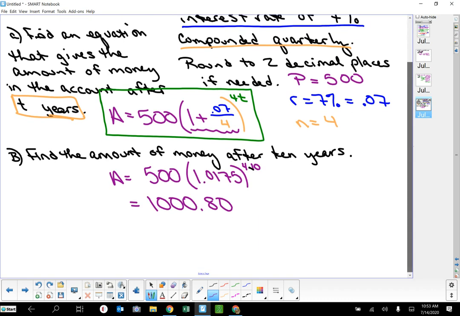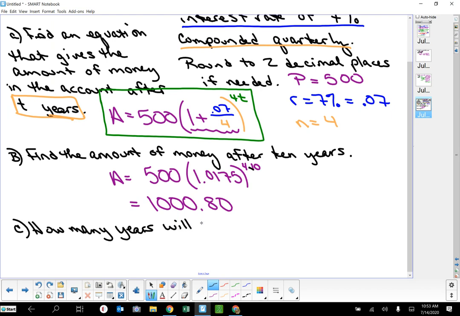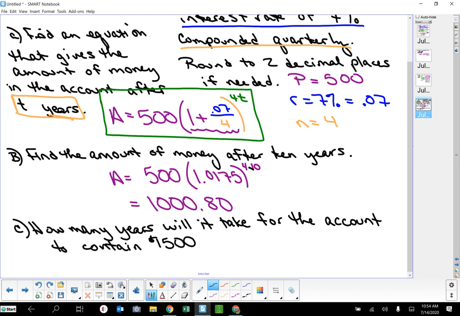All right, the next part of this question says, how many years will it take for the account to contain 1,500? Those of you who really want to take shortcuts cannot say, well, it took 10 years to double it, so it's going to take another 10 years to triple it. Can't do that. That is totally not how this works.